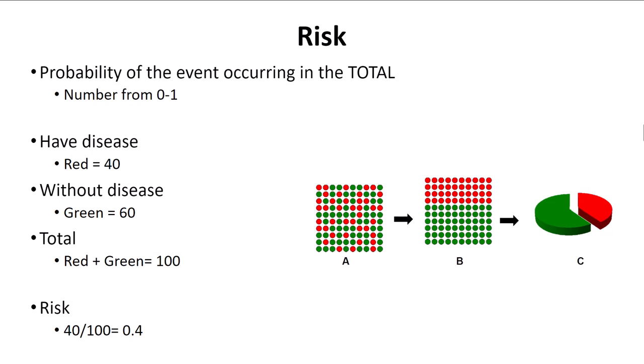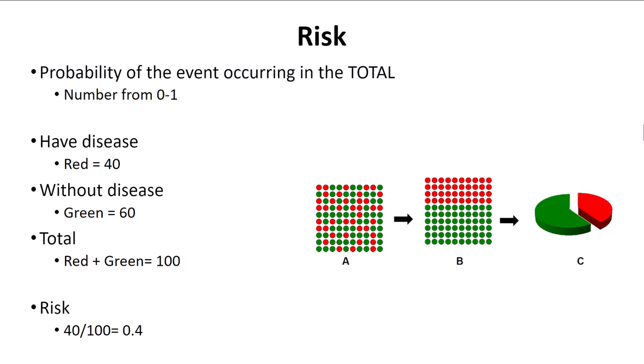If you look at the picture on the right-hand side of the slide, you have a population of 100. In A, this population's all mixed up. In B, it's separated into the 40 individuals shown in red who actually had the disease, and the bottom of B is shown in green, and those are the 60 individuals without the disease. So the total, as I said, if there's 100 people in the population, then the risk of having this disease would be 40 divided by 100, which is the total, or 40%.